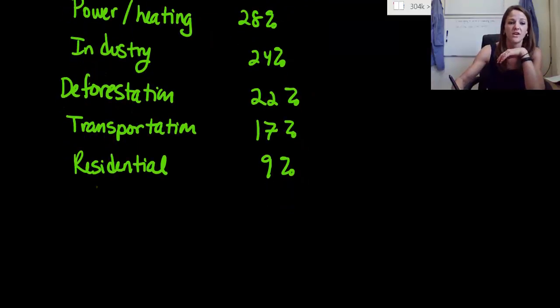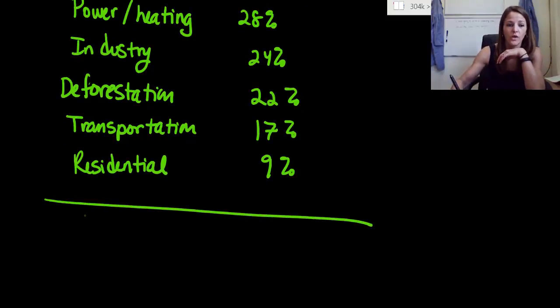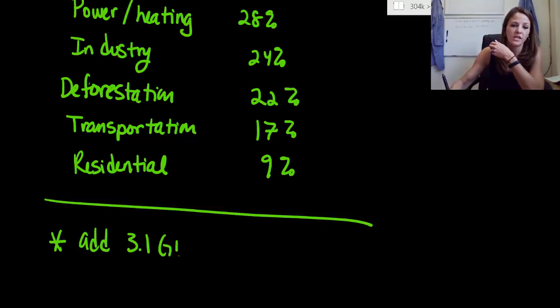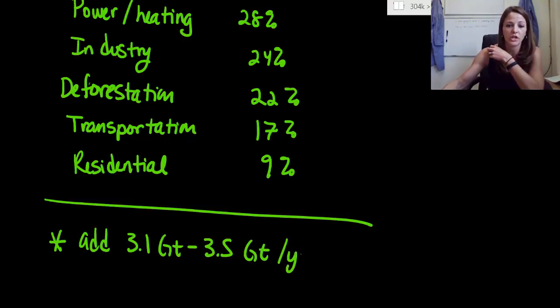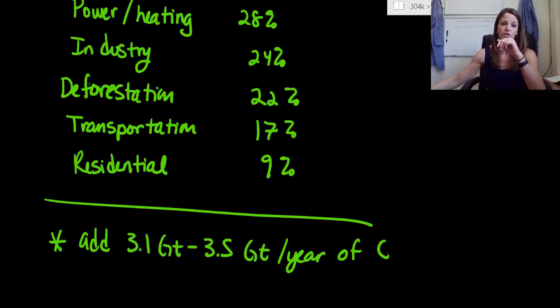So when we add this all up together, we essentially see that we are adding anywhere from 3.1 gigatons to 3.5 gigatons per year of carbon into our atmosphere. Okay? That's a lot. 3.5 gigatons per year of carbon that we just add into our atmosphere, and there's nothing removing it out. There's no reversal of that. It's bad, guys. It's really bad.